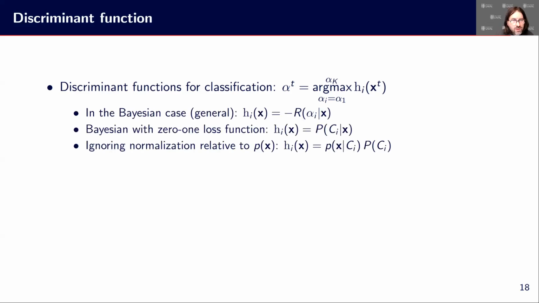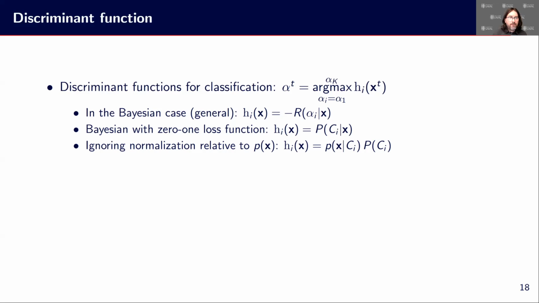So in the Bayesian case, in general, we just say that h_i is equal to minus the risk, because the higher the risk, the lower the chances, and we would try to minimize the risk. So in terms of discrimination, we try to maximize the h. So in terms of converting from a min to a max, we are adding the minus sign over the risk. And as for the rest, it is h_i equal to minus the risk.